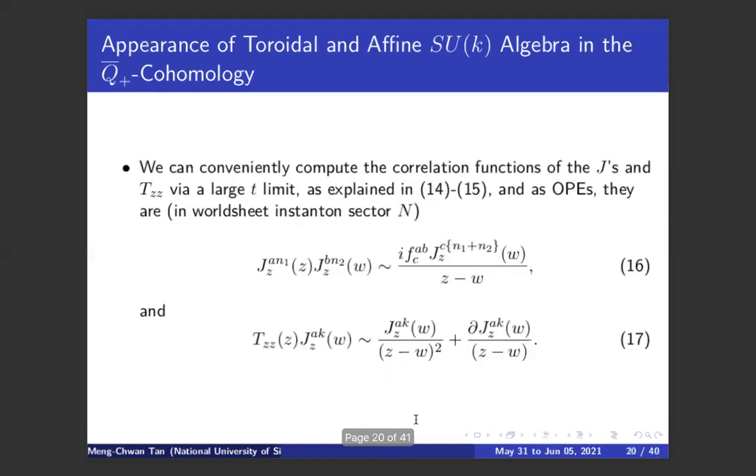Very nice. So now let us compute the OPEs of this J operator. We can conveniently compute the correlation functions of the J operators, J and anti-J, via a large T limit. Remember earlier on we saw that the path integral doesn't depend on T, so we can take the large T limit to compute things.